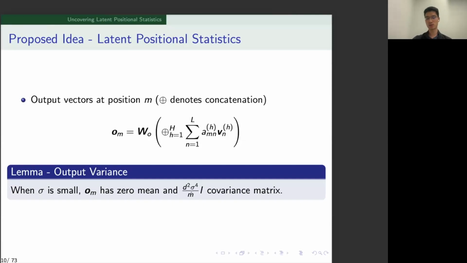So, what does this tell us? It tells us that if we are given a hidden vector after the first layer of a transformer language model, we can just compute the variance of all the elements in that vector, and then we can roughly guess the position of that input embedding simply from the variance. Because as you can see, if m increases, this variance term will decrease.